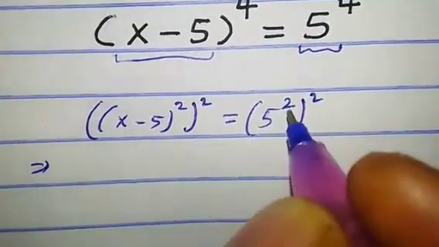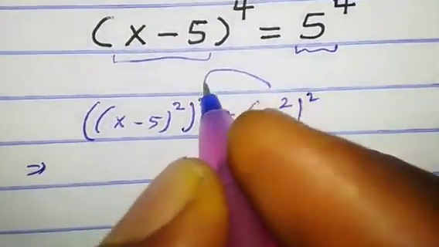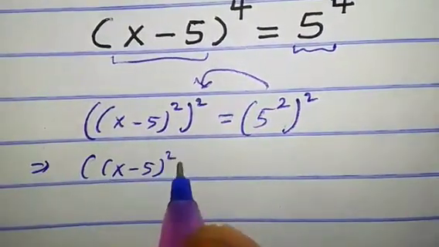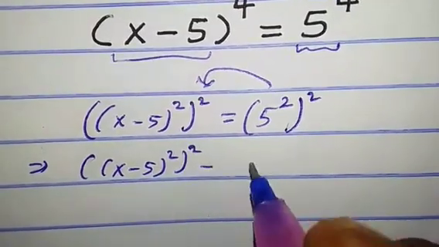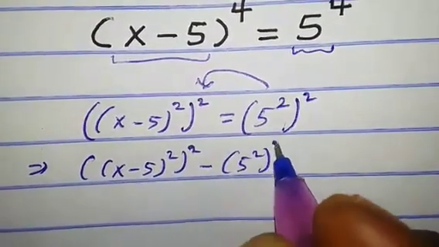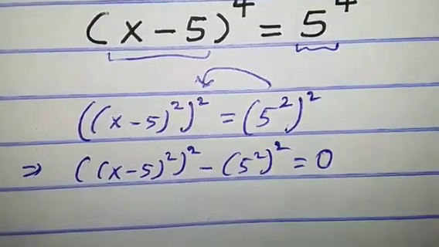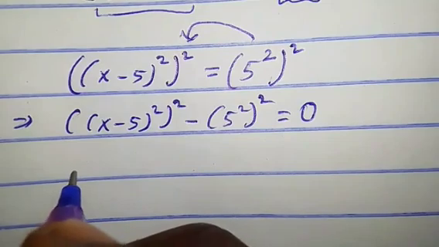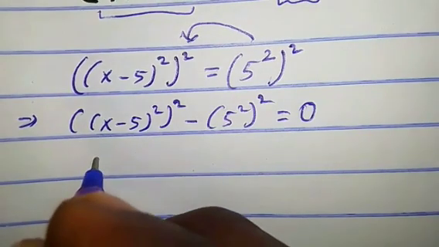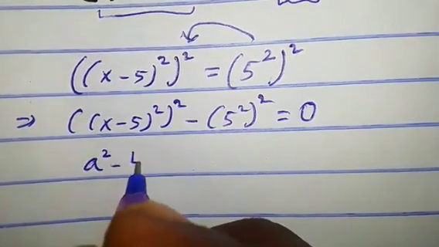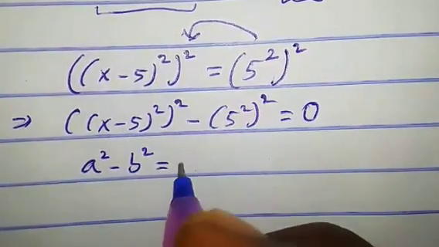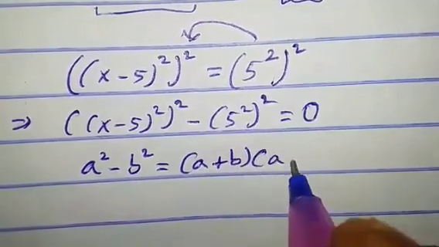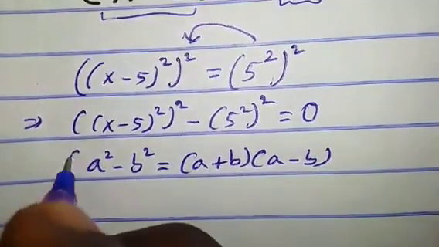This implies that... Now, let's move this guy to the left hand side. So we have ((x − 5)^2)^2 − (5^2)^2 = 0. Let's continue. Let's recall a very nice property. It says whenever we have a^2 − b^2, this is equal to (a + b)(a − b). Take note of this identity.